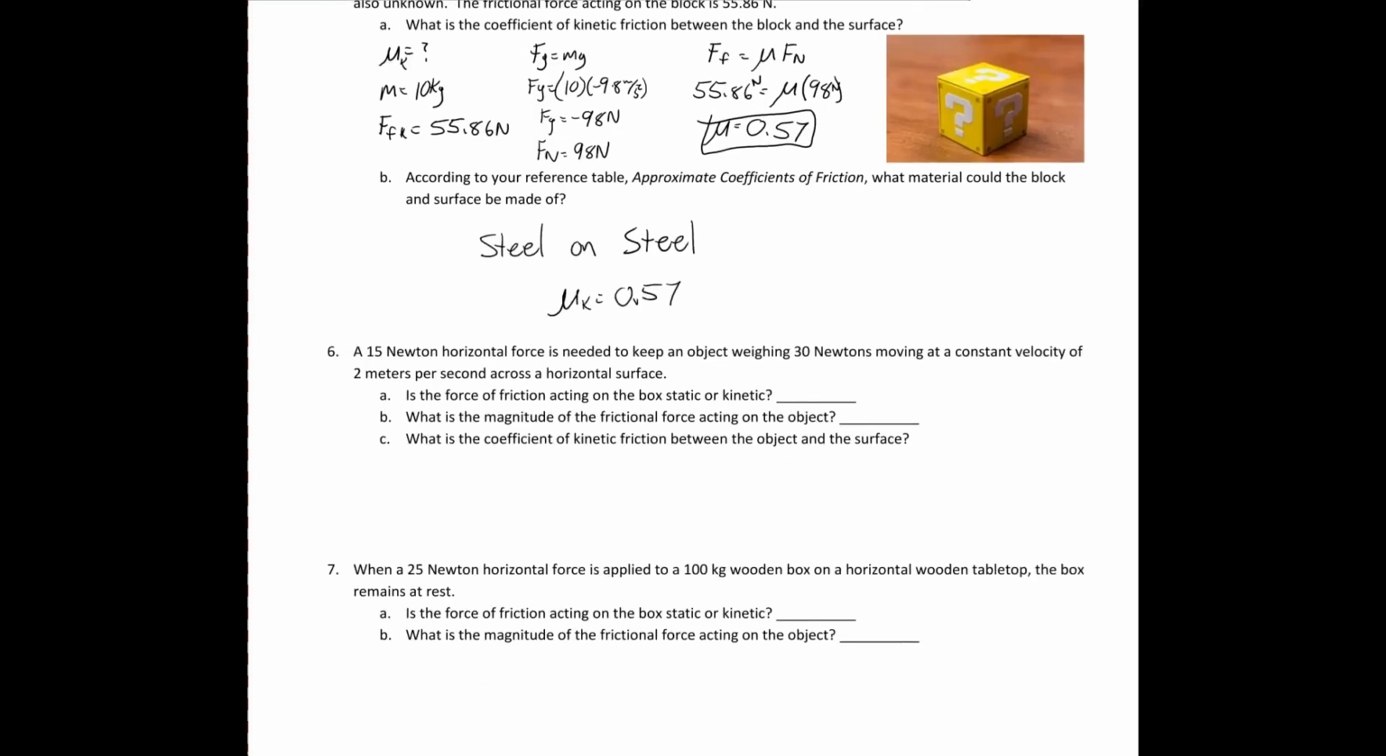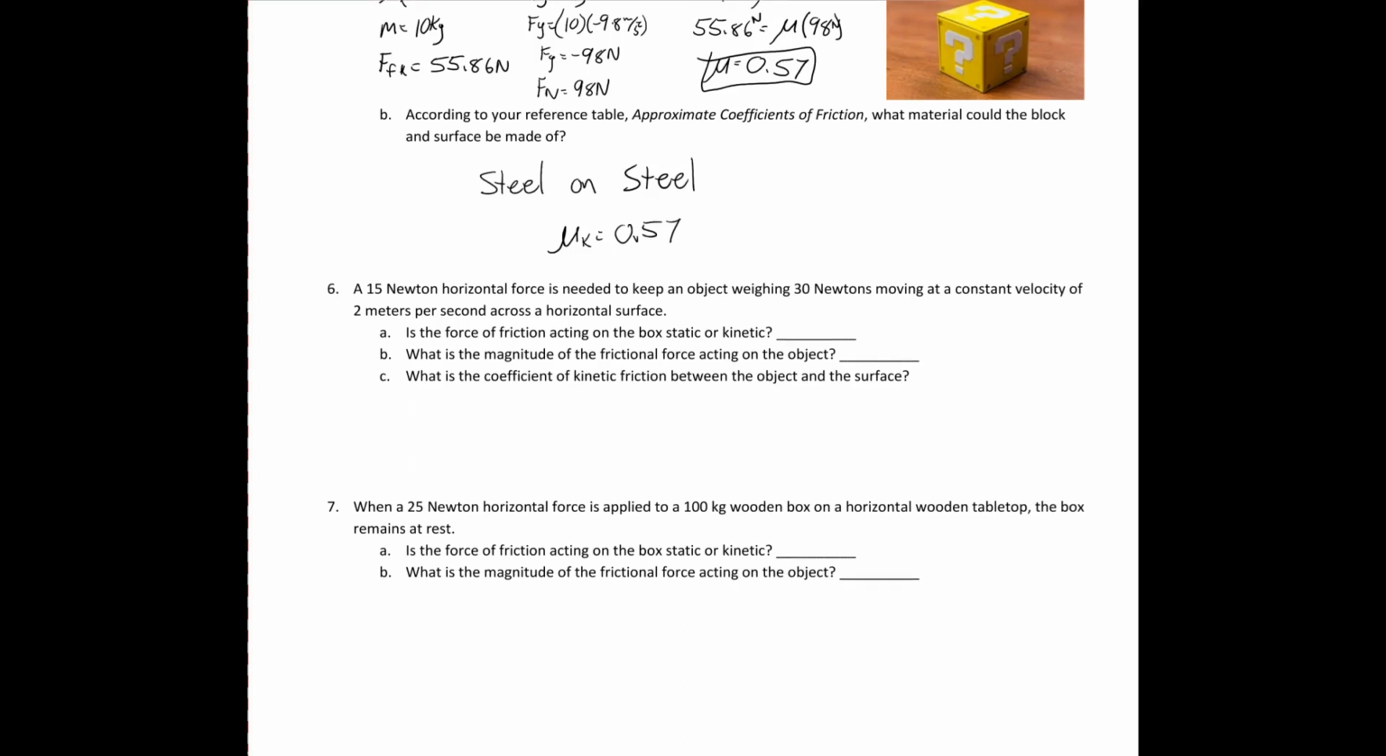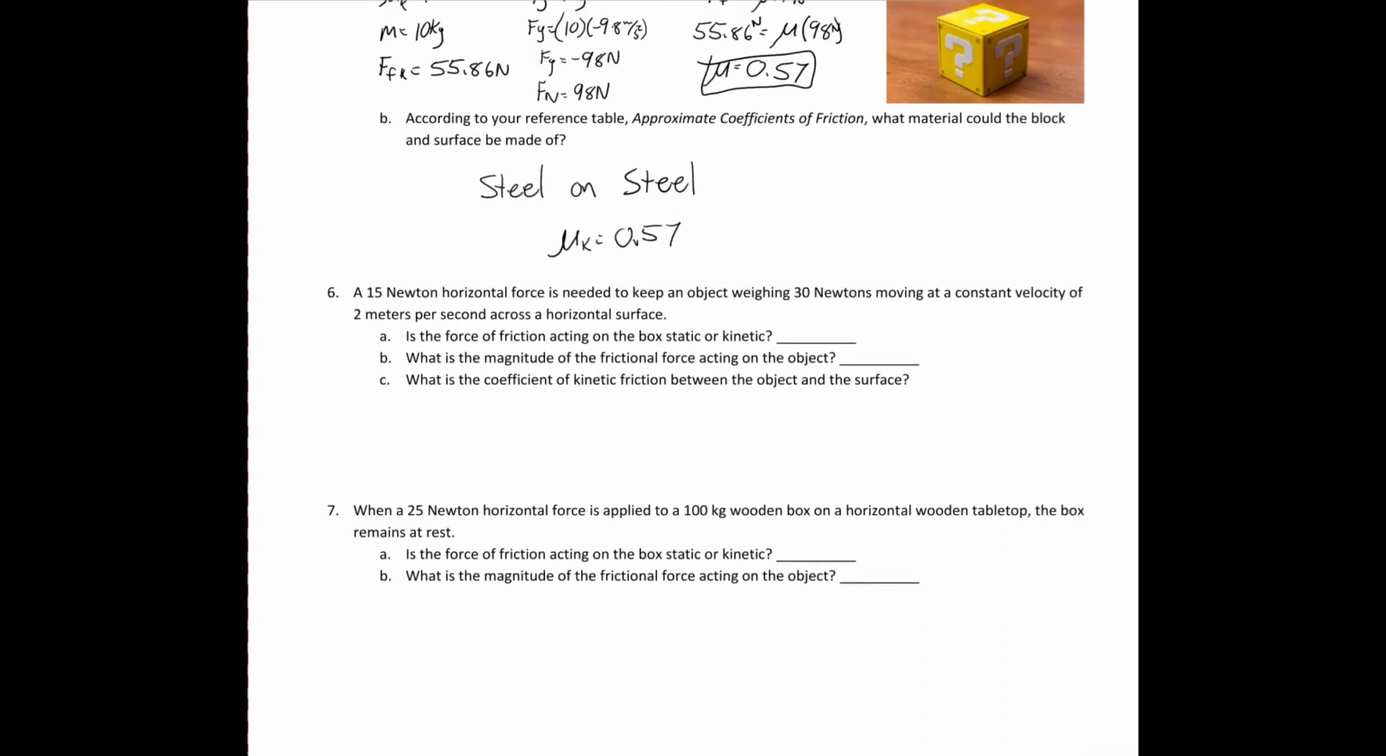Very nice. Number 6 says, a 15 newton horizontal force is needed to keep an object weighing 30 newtons moving at a constant velocity of 2 meters per second across a horizontal surface. Is the force of friction acting on the box static or kinetic? We should know this already, right? It's moving. Keyword, moving. So kinetic. It's not stationary. It's not static.